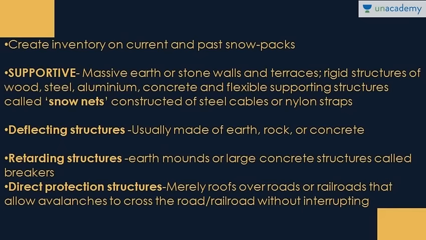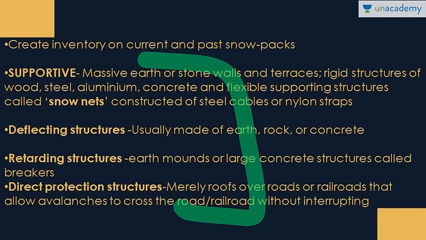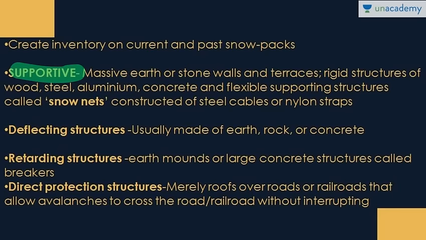Next, we create an inventory of the current snowpack, so that you get to know where there is a possibility of risk. Lastly, coming to the architecture part of it, there are 4 types of architectures which you can follow. First is the supportive architecture. So snow can be supported, for example, by snow nets, which are made up of steel cables, nylon straps, etc.